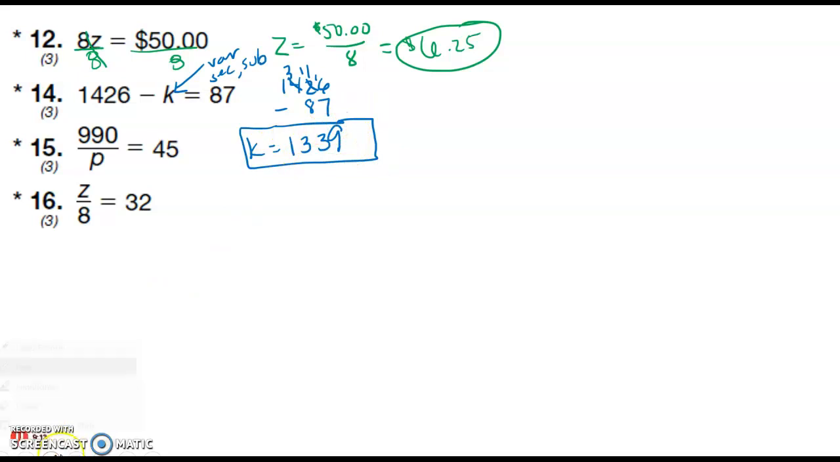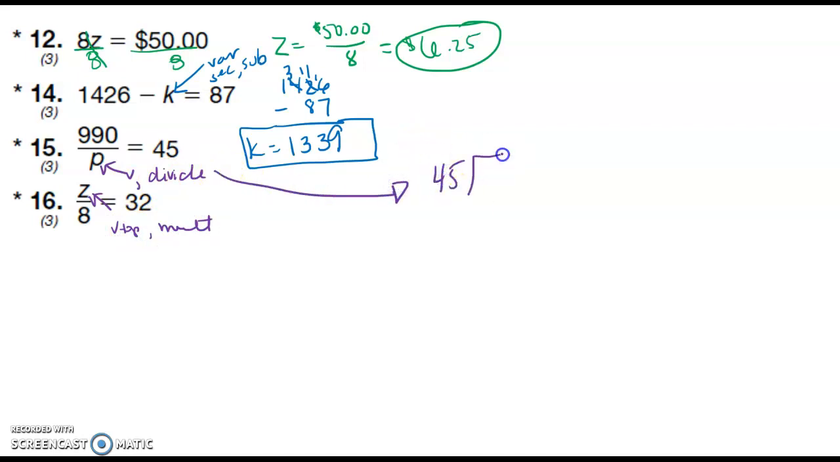Okay, then we have some division stuff coming up here. So when my variable is on the bottom, I'm going to divide. And when my variable is on the top, I'm going to multiply to get my answer. So here, 45 goes into 990. Let me check my calculator. 22 times. So p is equal to 22.